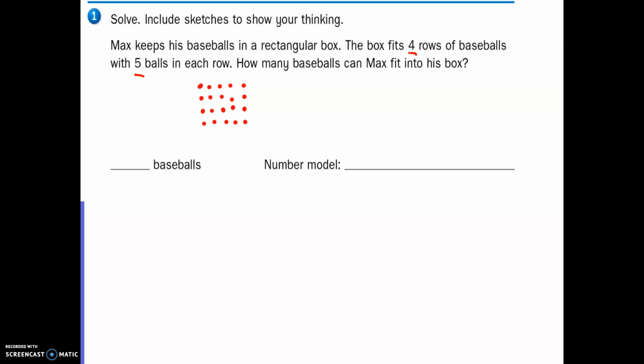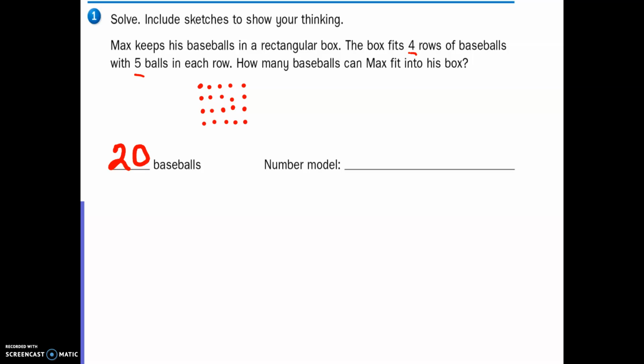Okay? So we need to count. How many baseballs does he have? Now, I could count each one of these balls separately, or I know that there's 5 in a row, and I know that I could count by 5s. So 5, 10, 15, 20. There are 20 baseballs.